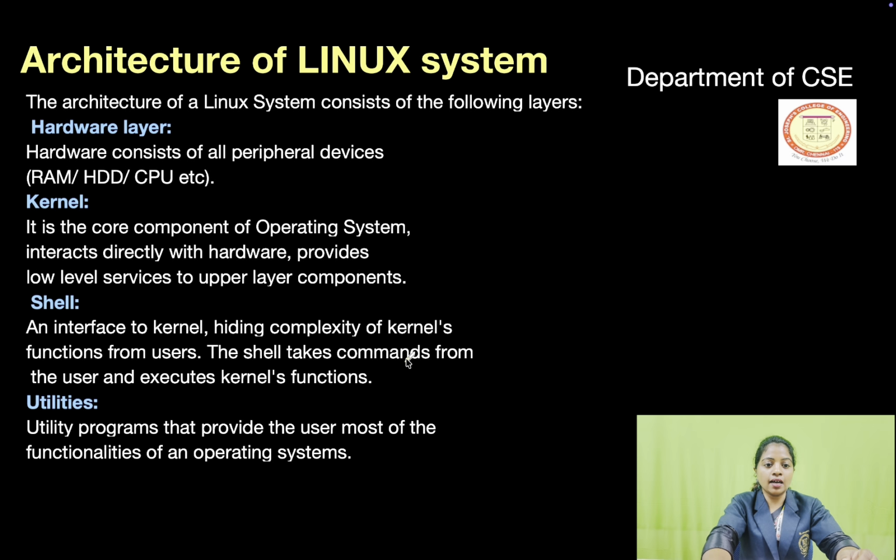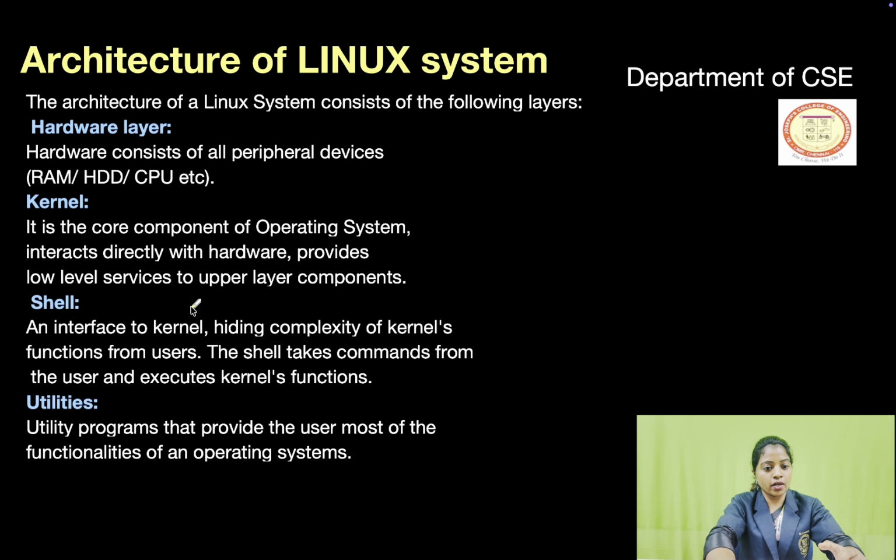The first is the hardware layer. The hardware consists of all peripheral devices. We call the RAM, HDD, and CPU all hardware. Moving to the next, the kernel. As I told earlier, the kernel is the core or heart of the operating system, which has direct contact with the hardware, and it also provides some low-level services to the upper components.